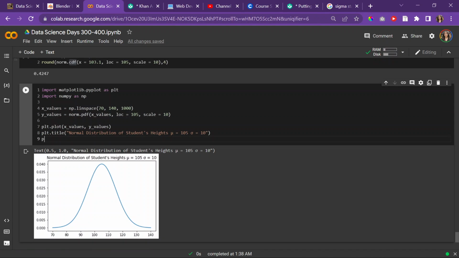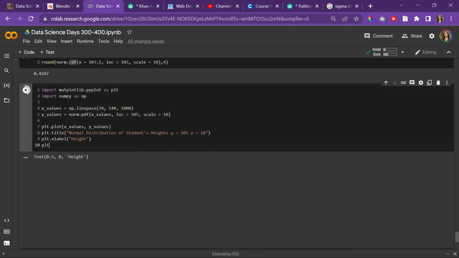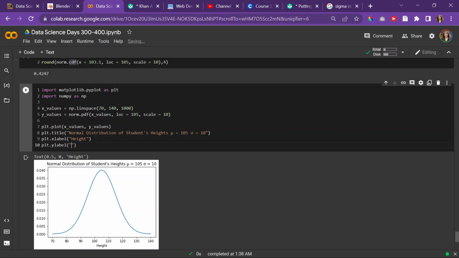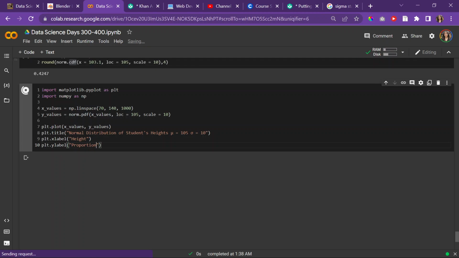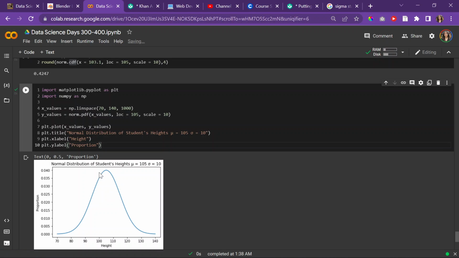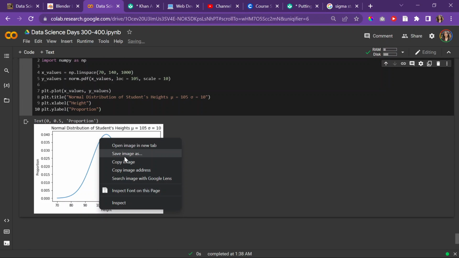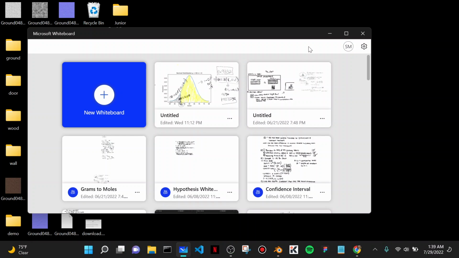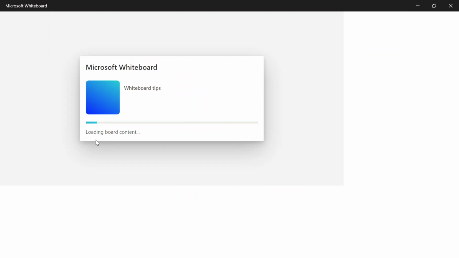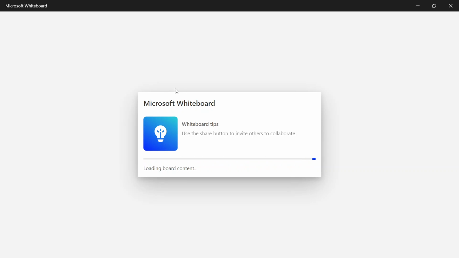And then I could also do plt dot x label, and this is going to be students, or I could spell it out. All right, and then plt dot y label is going to be the proportion. It could also be area, or it could be density. All right, and that's it. So now I like to save that or copy the image and go to my whiteboard and kind of figure it out by hand.